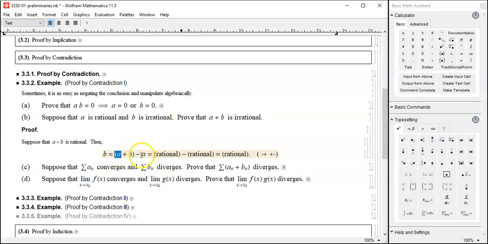This A and that A cancel each other out, and yeah, B is equal to A plus B minus A. If we write it like this, then this becomes a rational number minus a rational number, so B is rational. But that's a contradiction because we started off with B being irrational. So here goes an example of proof by contradiction. A little bit harder.